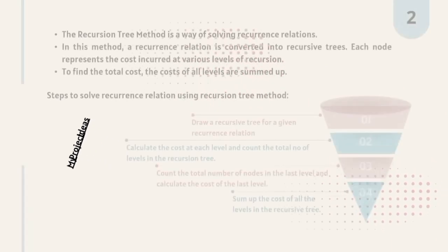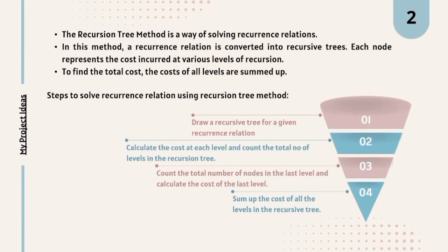In the recursion tree method, it's a way of solving recurrence relations which you already studied in the previous lecture. In this method, a recurrence relation is converted into a recursion tree. Each node represents the cost incurred at various levels of recursion. How do you find the total cost? The total cost will be found by summing up the cost of all levels.